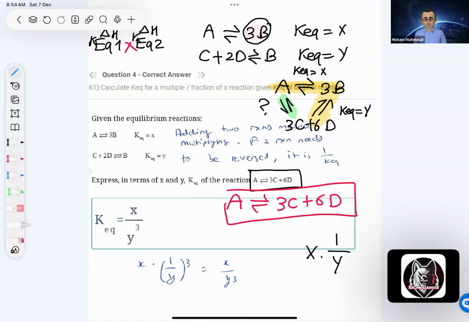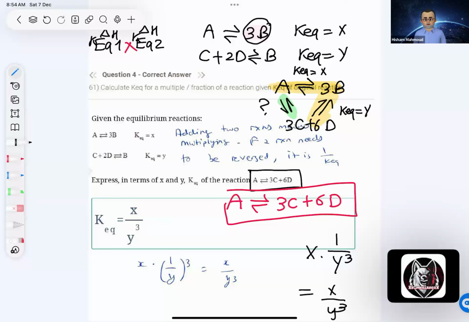And I did something else to it too. I multiplied by 3. So if I multiplied anything by 3, the K equilibrium will be to the power of this number, so to the power of 3. So the answer is X multiplied by (1 over Y) cubed, which is equal to X over Y cubed.